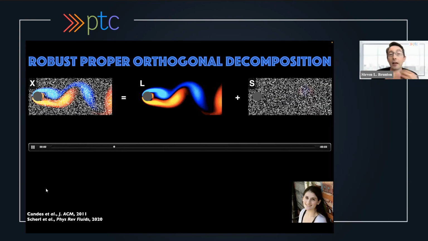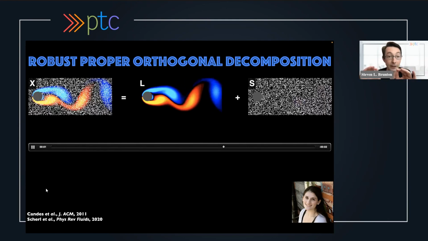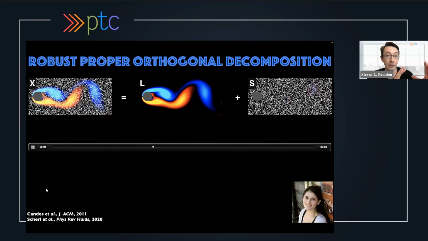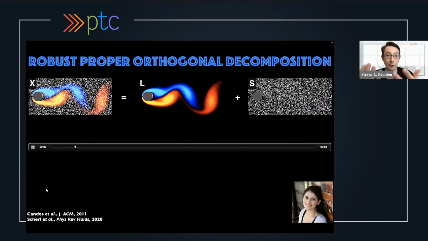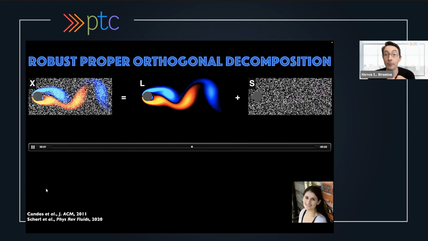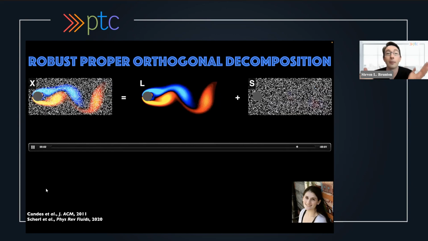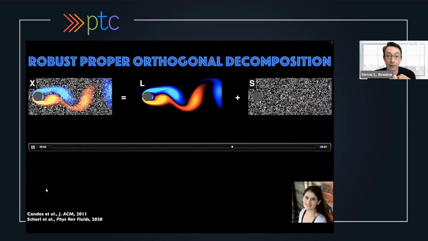Now you should be saying to yourself, this is way too good to be true. There are infinitely many ways of taking one movie and writing it as the sum of two movies L plus S, or taking one matrix X and writing it as the sum of two matrices L plus S. This is ill-posed. There are infinitely many solutions. How am I going to find this particular solution that I want?